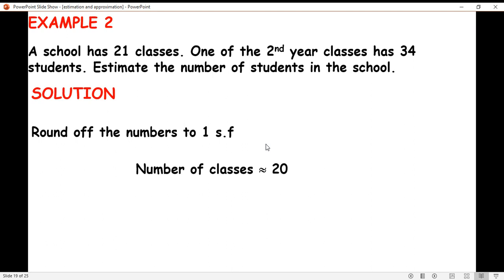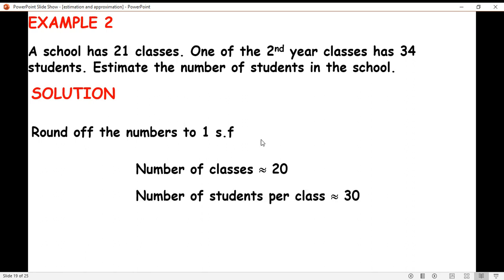Now remember the number of classes you have there was 21. If you round off 21 to one significant figure, you count this 2 as the first digit, that's one significant figure. Now, what's the digit beside 2? It is 1. So this 2 is the target digit. 1 is not up to 5, so that 1 will turn to 0. So 21 to one significant figure will give you 20 because it is rounded down.